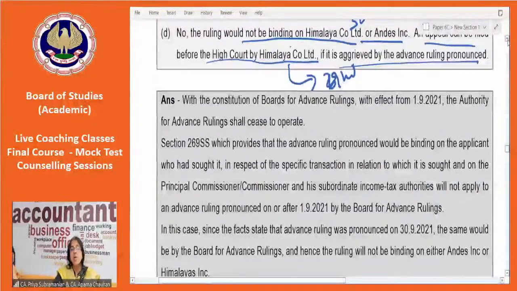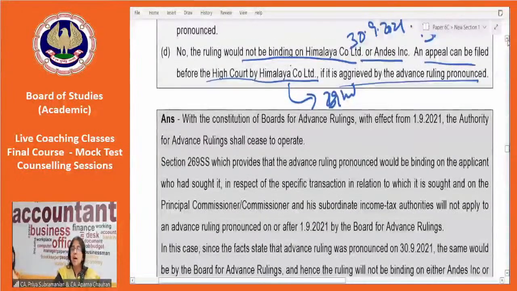No, the ruling would not be binding on Himalaya Company Limited or Andes Limited. An appeal can be filed before the High Court by Himalaya Company Limited if it is aggrieved by the advance ruling pronounced.